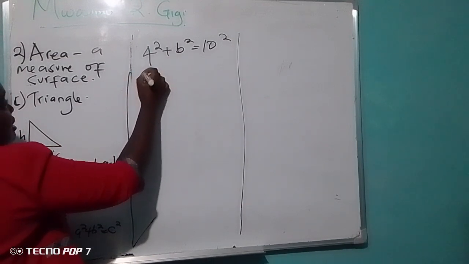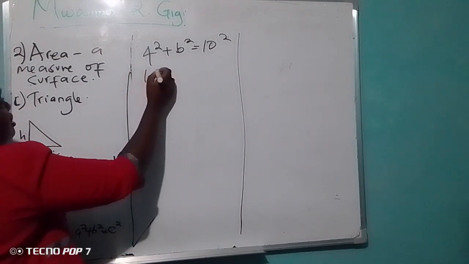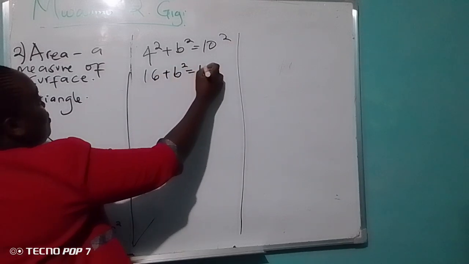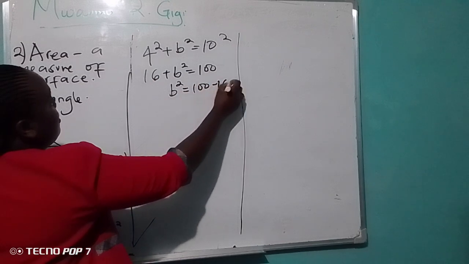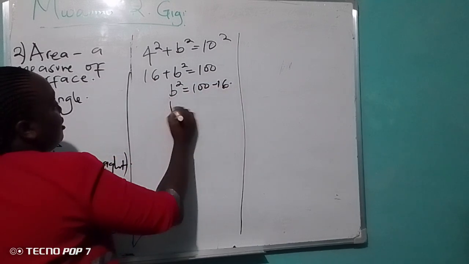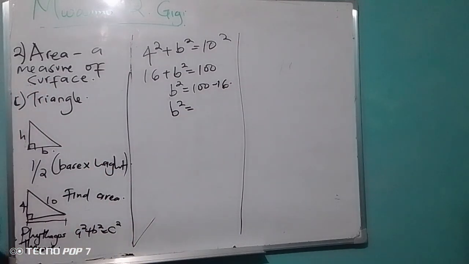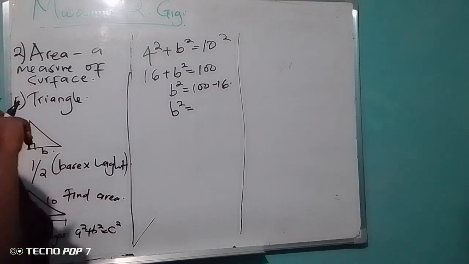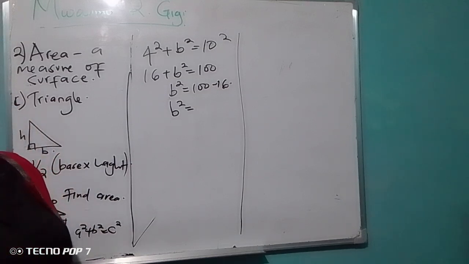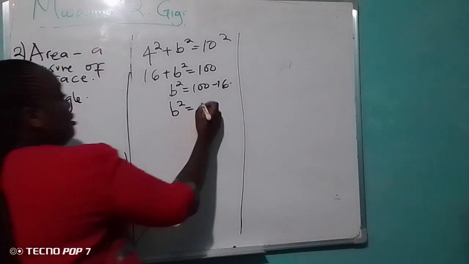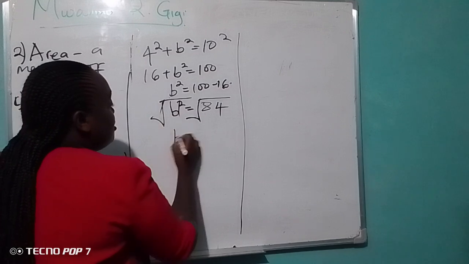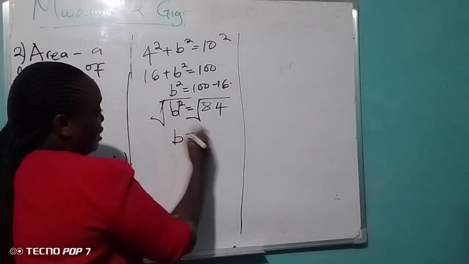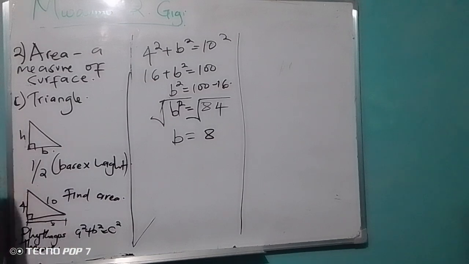So 16 plus b squared is equal to 100. So b squared is equal to 100 minus 16. How much is that? 100 minus 16. Do 100 minus 16, it is 84. So we find the square root of both sides to eliminate the square. So b is equal to 8. So we have found our base is 8.